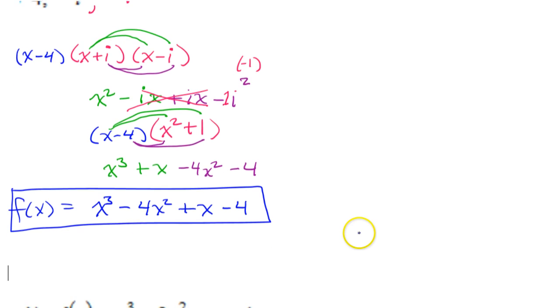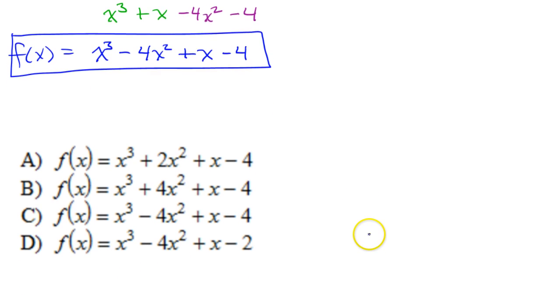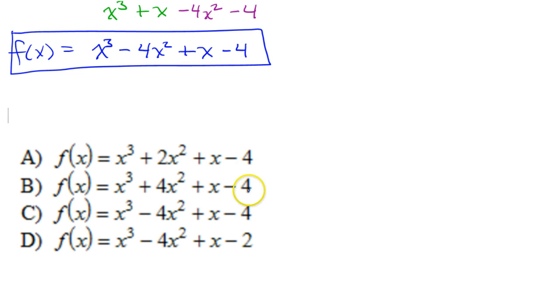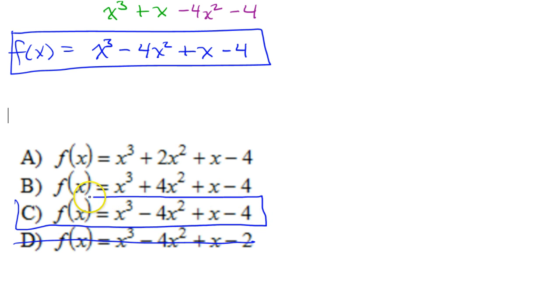So let's just scroll down and find a match. Let's see. All these have negative 4 except for D, so I can forget about that one. Let's see. Negative 4x squared. Looks like it's going to be C. Plus x minus 4. Yep, the answer is C.